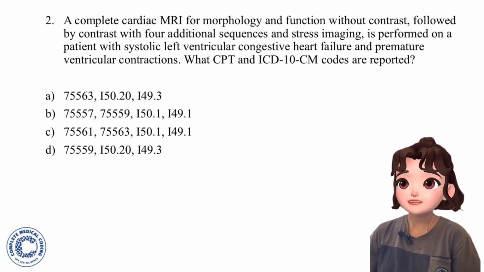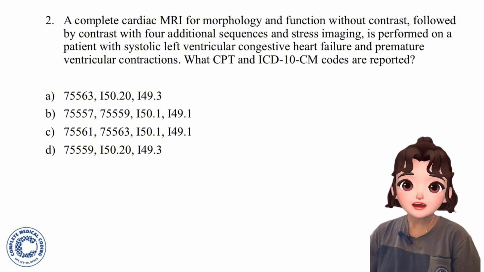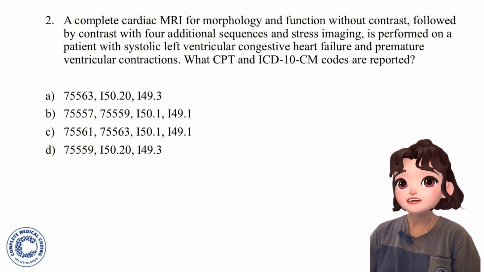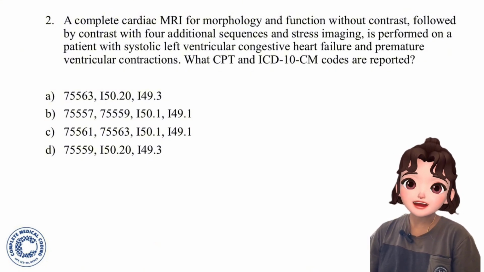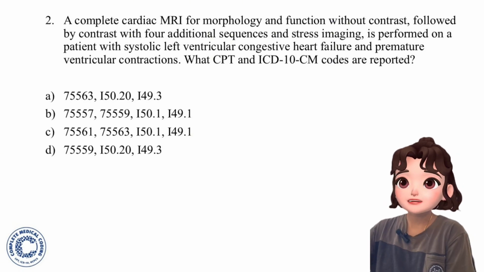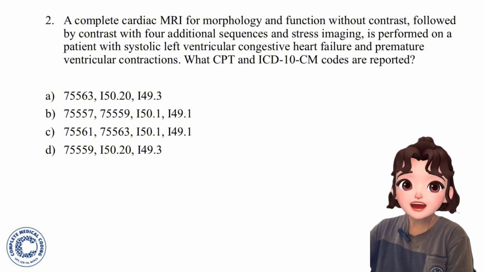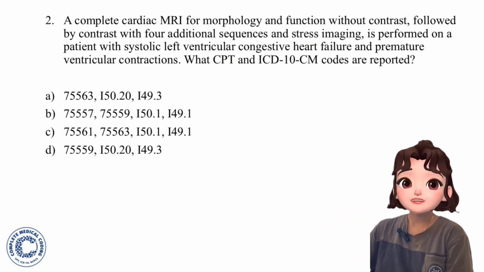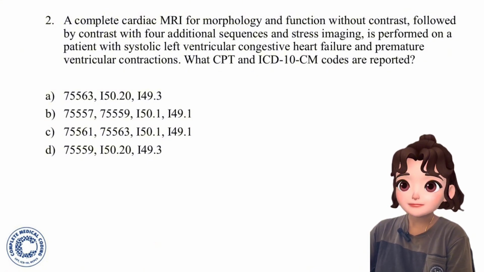Two diagnoses are here. One is congestive heart failure, and the other is premature ventricular contractions. So you have to code for both. First, let's find the CPT code, which will make this type of question easy to answer. Go to the CPT code because it's a radiological part. You can first find the correct radiology code, and then you can easily save time.